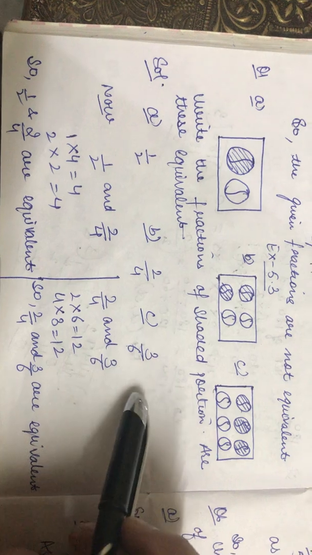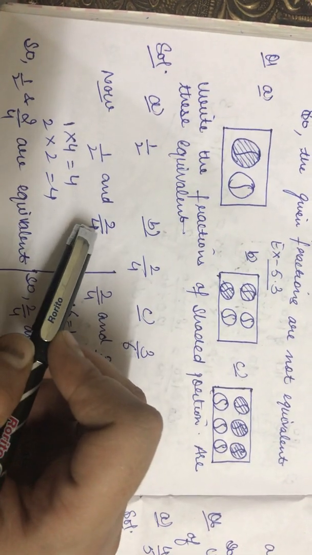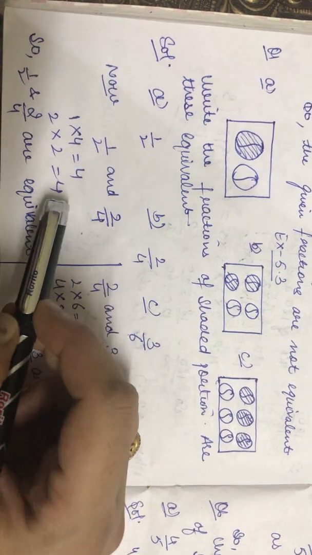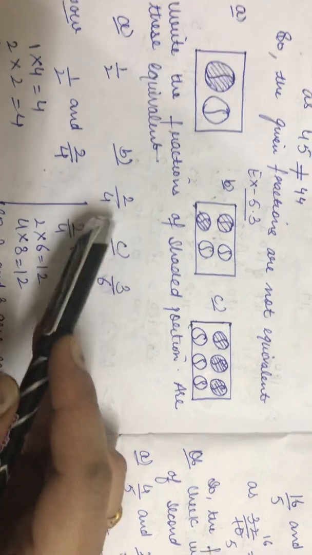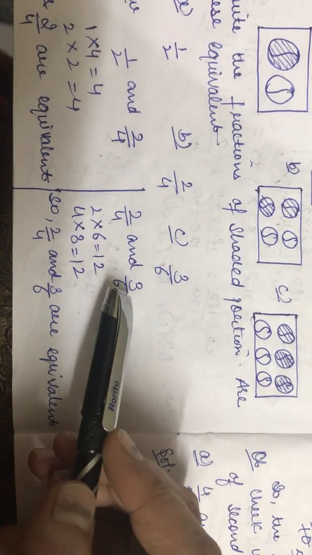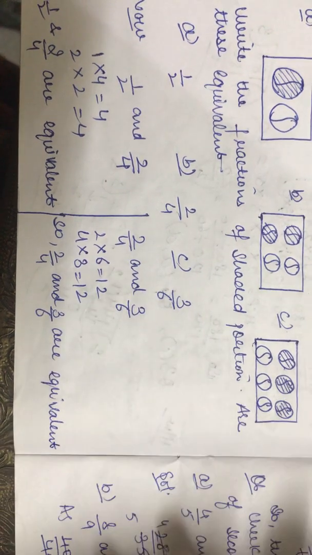Now let us check whether the fractions are equivalent or not. 1 by 2 and 2 by 4, cross multiply again. 4 into 1 is 4, 2 into 2 is 4. So both the answers are the same. Yes, the fractions are equivalent. 2 by 4 and 3 by 6, again cross multiply. 6 2s are 12, 4 3s are 12. So again the fractions are equivalent.